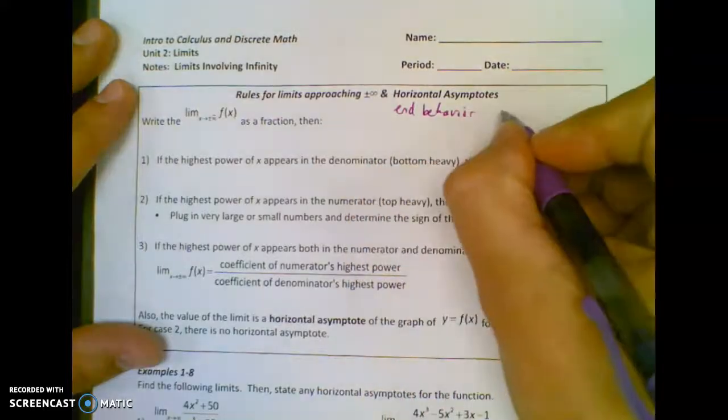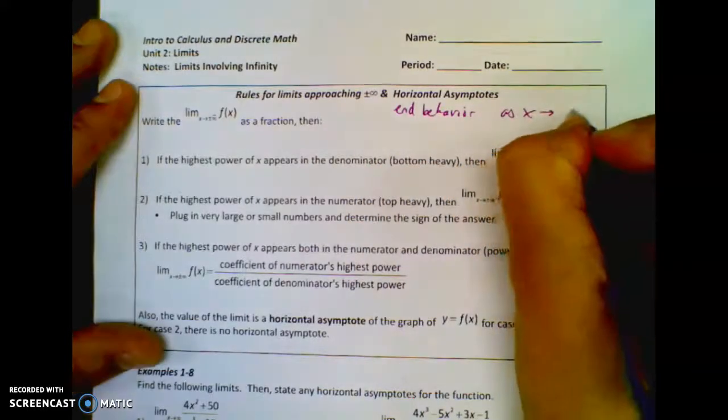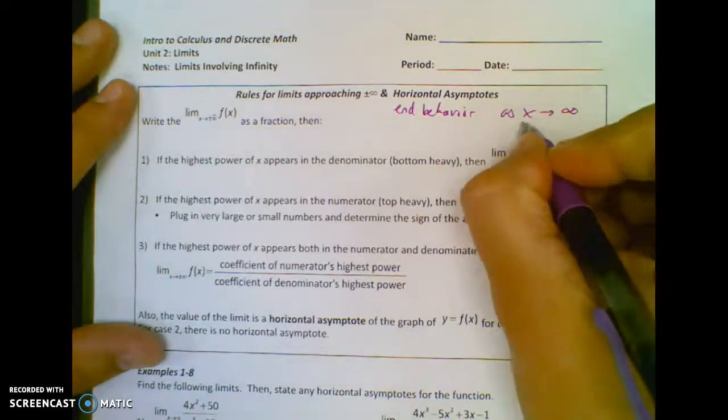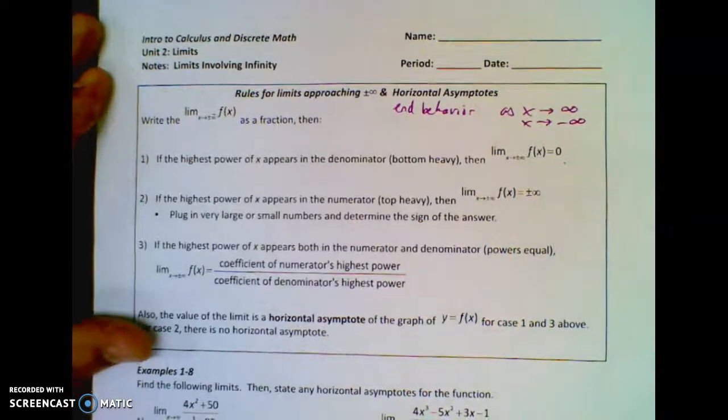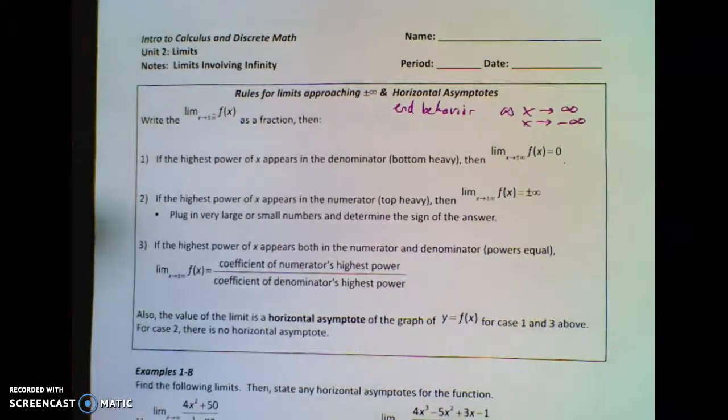End behavior is as x goes to infinity or as x goes to -infinity. So it's what your graph does way out to the right and way out to the left, which is also interesting stuff, especially because we're going to be graphing these things in the future.